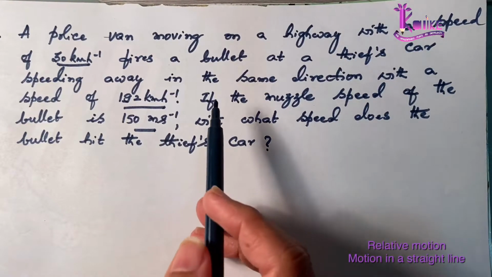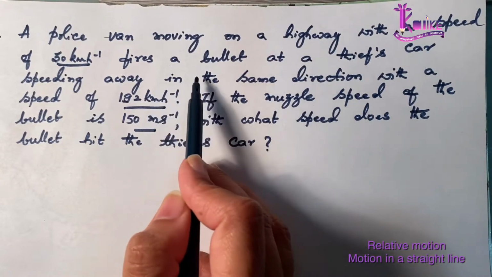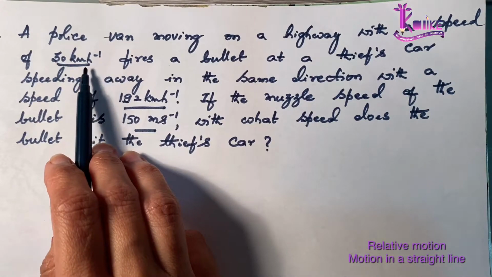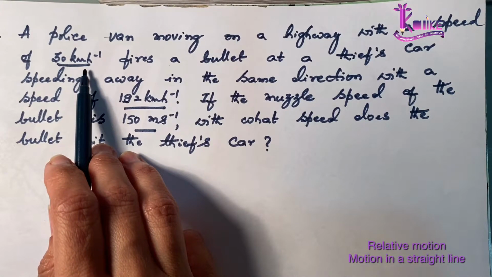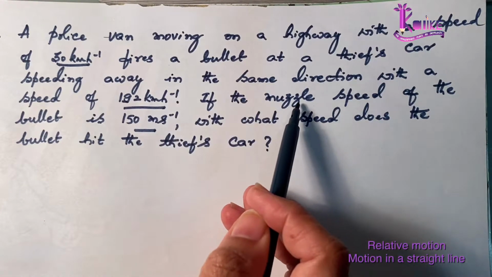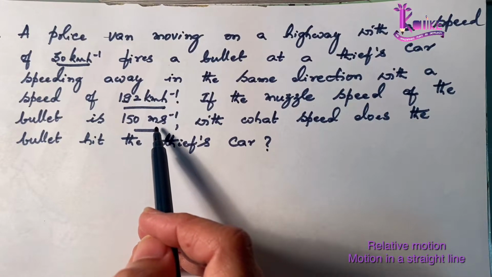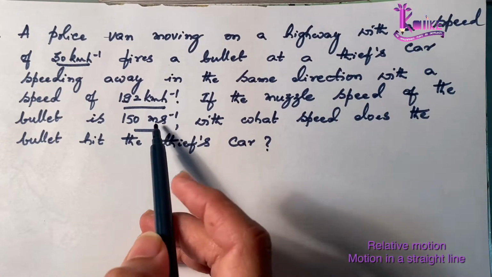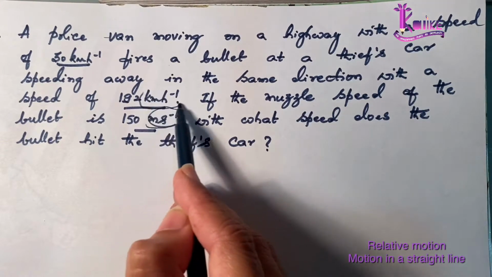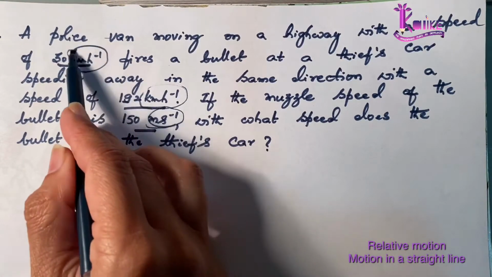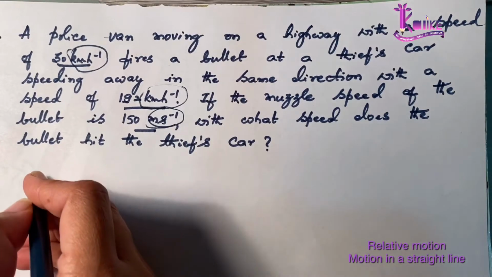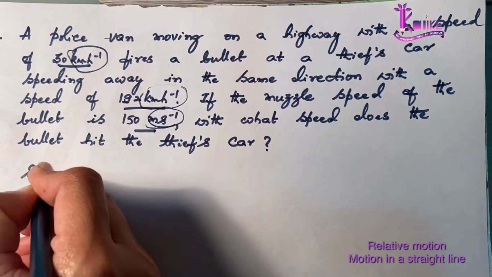So here we know that a thief's car is speeding away at 192 km/h and the police is chasing him at a speed of 30 km/h. And you see the police fires a gun and the muzzle speed of the bullet is 150 m/s. You notice that this is in meter/s, whereas these two are in km/h. So we have to convert these two quantities also into meter/s. So let's get started with the solution.